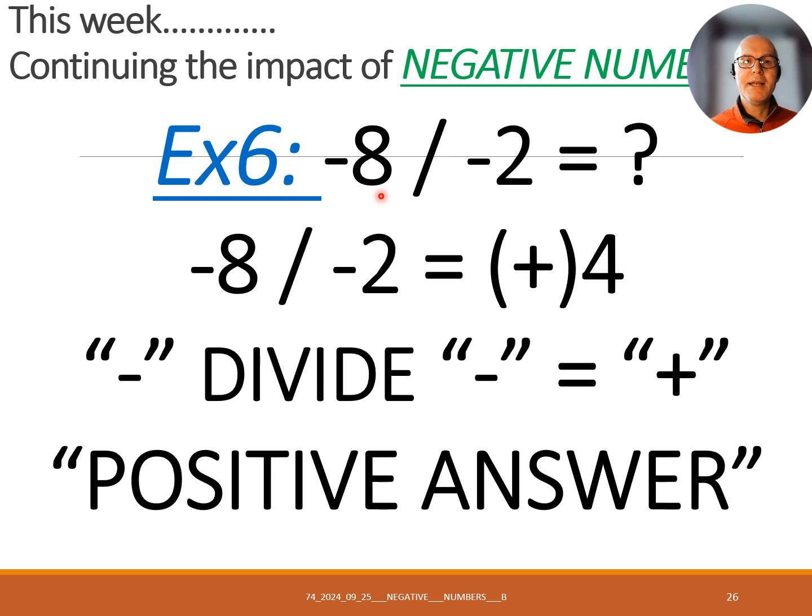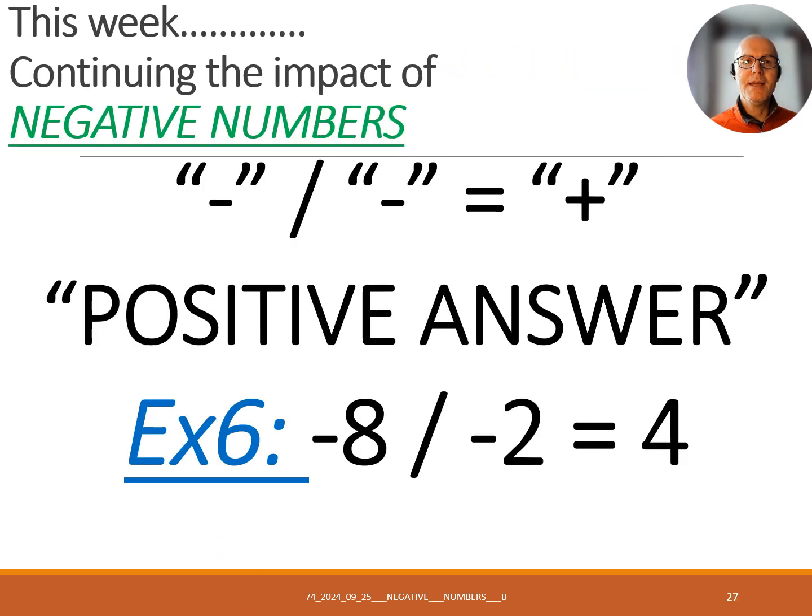This example, negative 8 divided by negative 2. Here we have a negative divided by a negative. So when we have a negative divided by a negative, the answer is a positive. Any negative number divided by any other negative number, the answer will be positive. This example, example 6, negative 8 divided by negative 2 equals positive 4, or just 4.